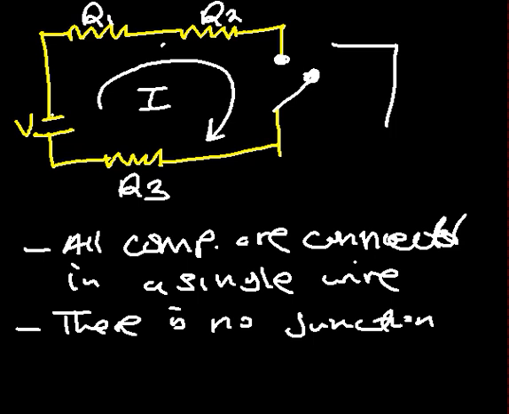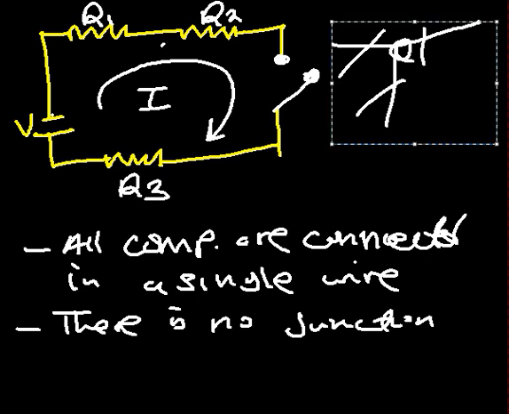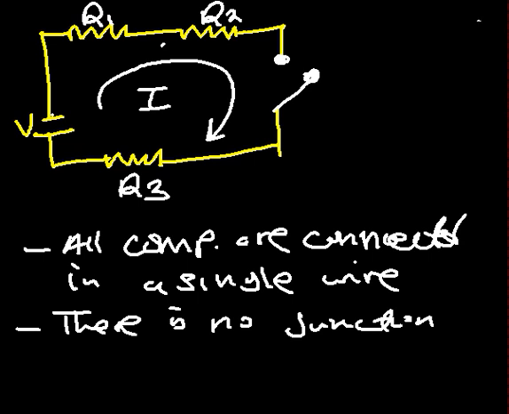But if we have this case, now this is a junction, because we have this wire, this wire, and this wire meeting at this point. So that is the junction. In a series circuit, we do not have such a junction, because we do not have more than two wires connected together. So that's the principle behind the series circuit.